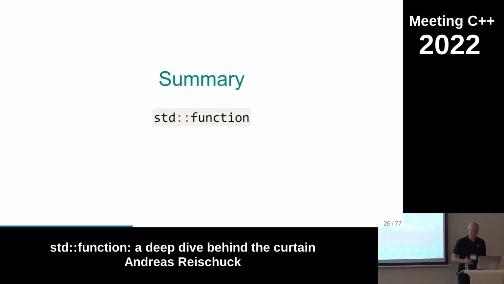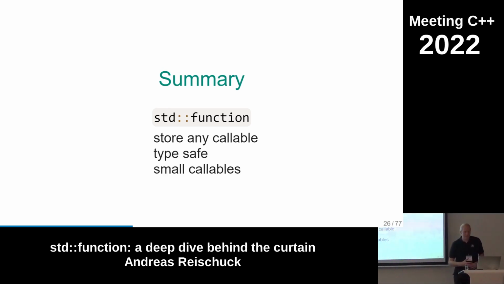So to sum it up a bit, a standard function can store any callable, no matter if it's small, like one pointer, or big, like a whole image. It's always type safe, and most use cases are small callables. So we should optimize for the most often used use case, and then also make it work for the task scheduler use case. So any questions so far on these examples?